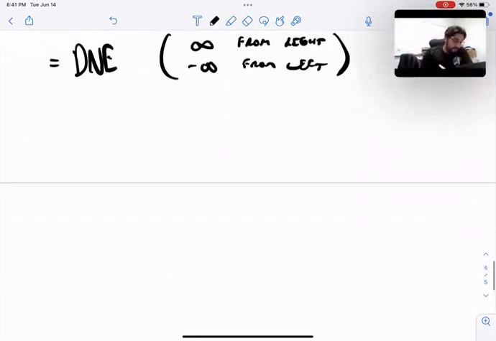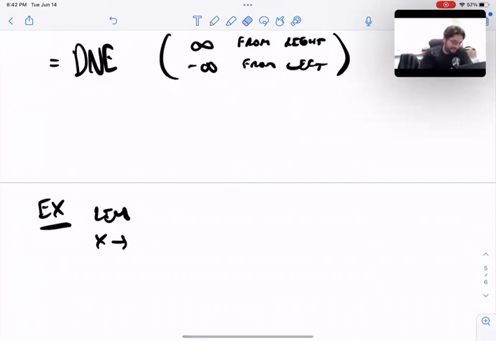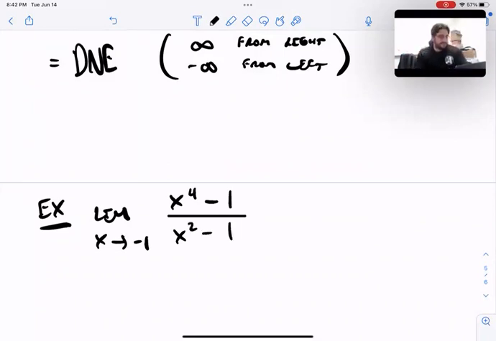Let's look at one more that we can do with this sort of rewriting process. Here's a very classic kind of Calc 1 limit problem. This is the kind of problem that's been asked in every Calc 1 course that's ever run. So say we have x approaches -1, and I have x to the fourth minus 1 over x squared minus 1.